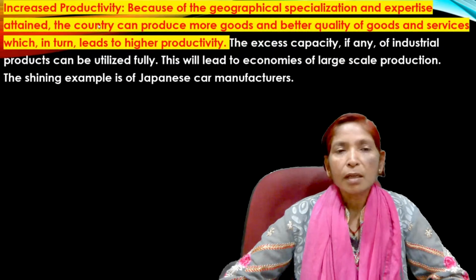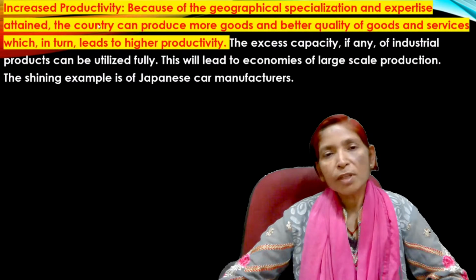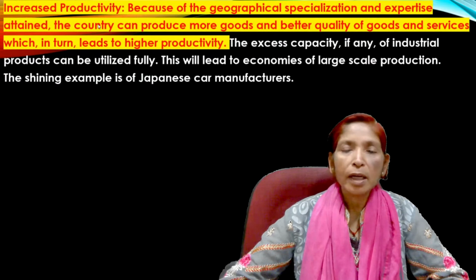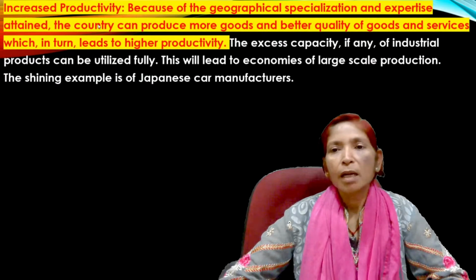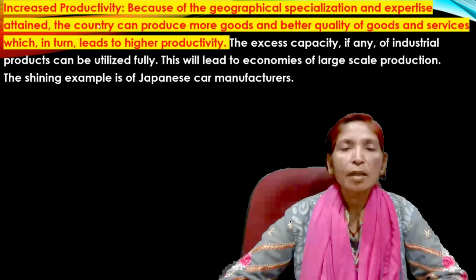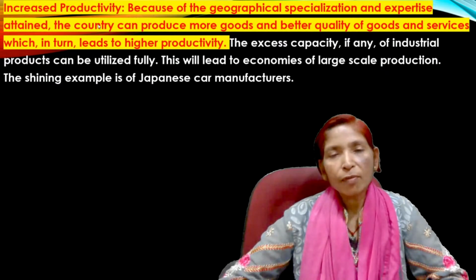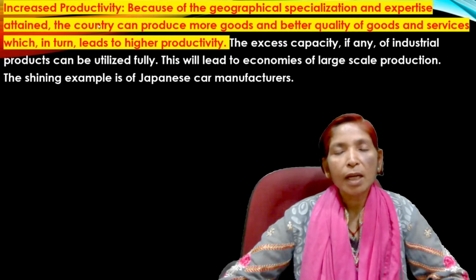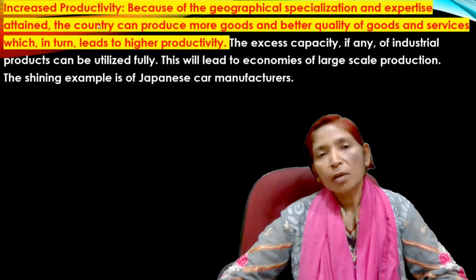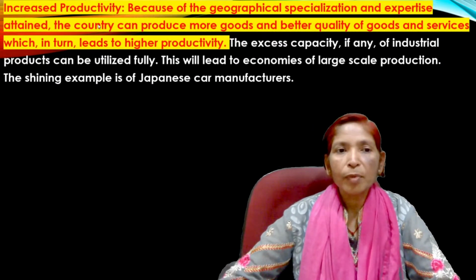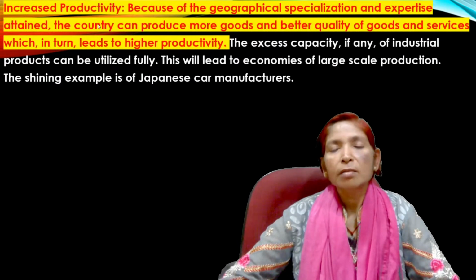Next is increased productivity. Because of the geographical specialization and expertise attained, the country can produce more goods and better quality of goods and services, which in turn leads to higher productivity. The excess capacity, if any, of industrial production can be utilized fully. This will lead to economies of scale of large scale production. The shining example is of Japanese car manufacturers.